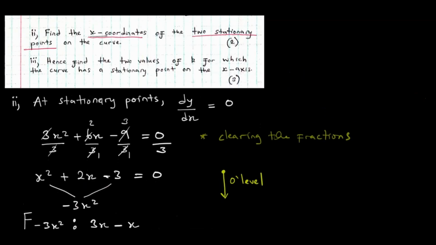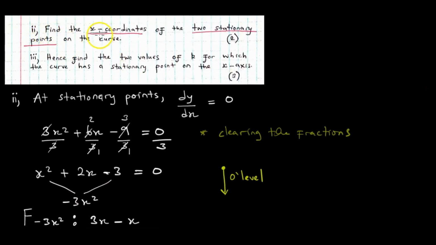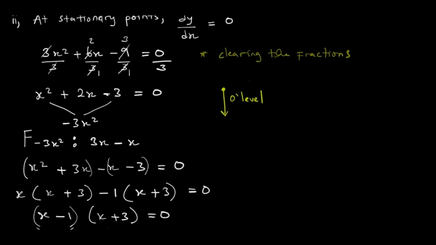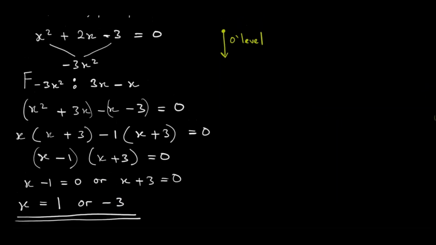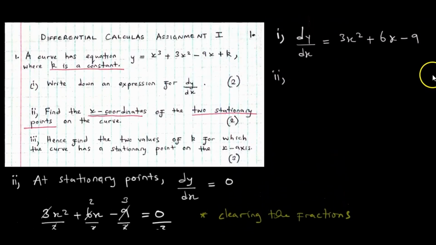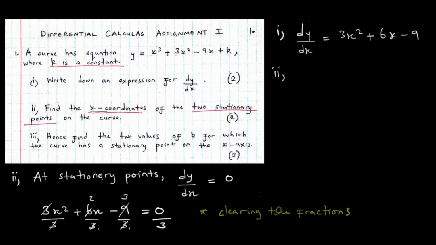Let us see our question again. Find the x coordinates of the two stationary points on the curve. So now that we have finished part 2, we have found the two x coordinates: x is equal to 1 or minus 3. So let us write our final answer here in the event we need it. So our final answer is x is equal to 1 or minus 3.